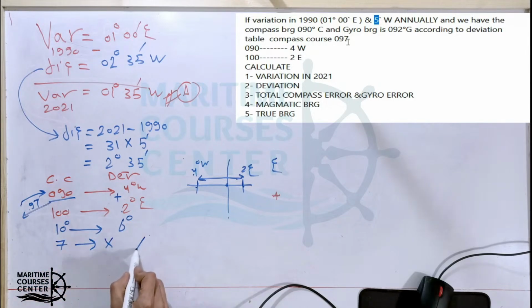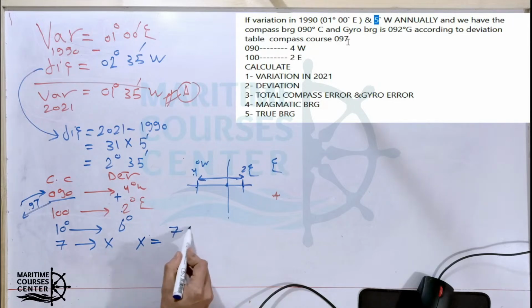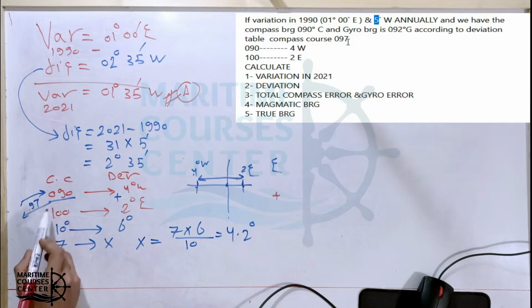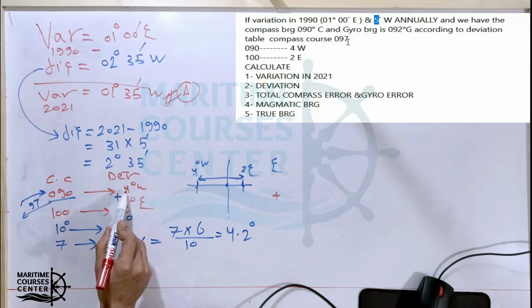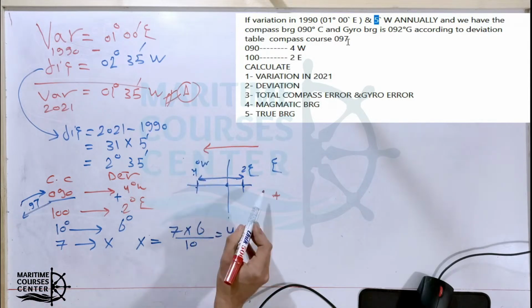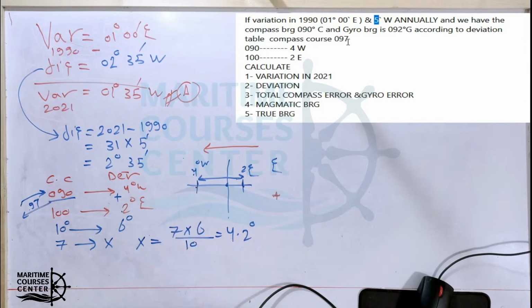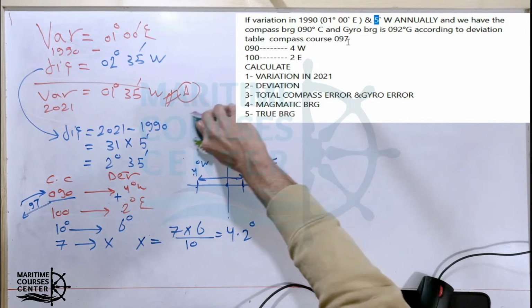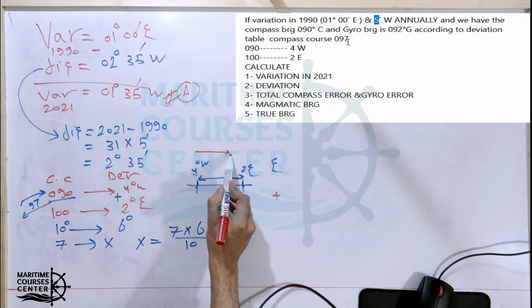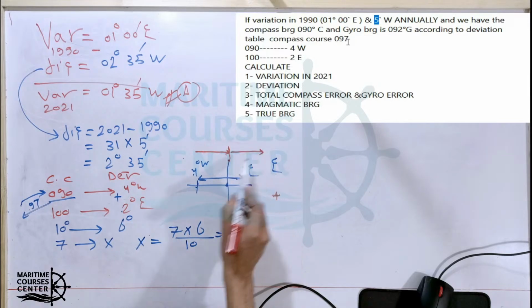So x is going to equal 7 multiplied by 6 divided by 10, so it's going to be 4.2 degrees. Okay, that's good. And here, guess what happened: when we were at 90, we were 4 degrees west and 102 degrees east. That means we are decreasing from west and increasing to east. So right now we are decreasing, we're going to reach the center and then we're going to increase.